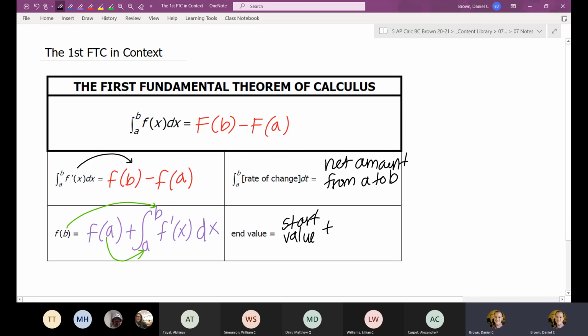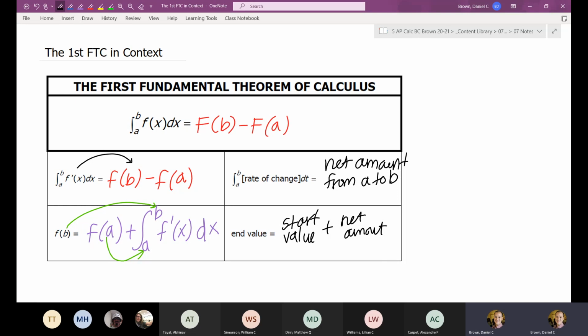Plus, we have the integral from a to b of f prime, which we just said was the net amount. So the big idea in how we're going to use calculus is that when we say the derivative, we can replace it with a rate of change, no matter what we're talking about. Maybe the rate of rainfall, the rate of fish swimming in a lake, the rate of people getting in line, the rate of anything, and we can use calculus to arrange those problems.